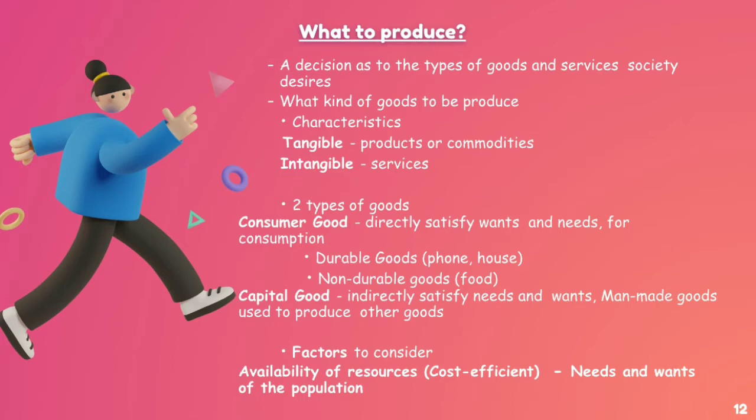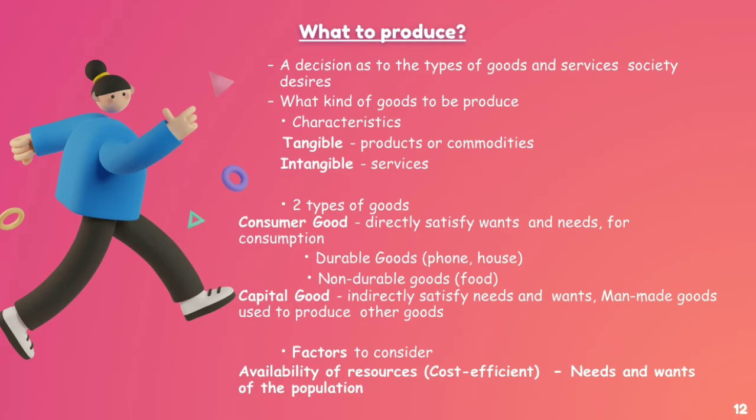We have also two types of good. First is consumer good. Directly satisfy wants and needs for consumption. Nandyan yung ginagamit natin like cellphone or yung tinitirhan natin, bahay. Yun yung durable goods. And sa non-durable goods naman, andito yung sa pang-araw-araw natin. Andyan na yung, unang-una na dyan is yung food.